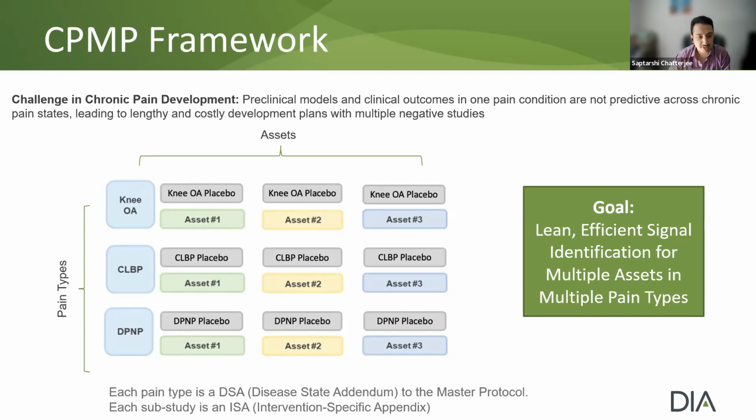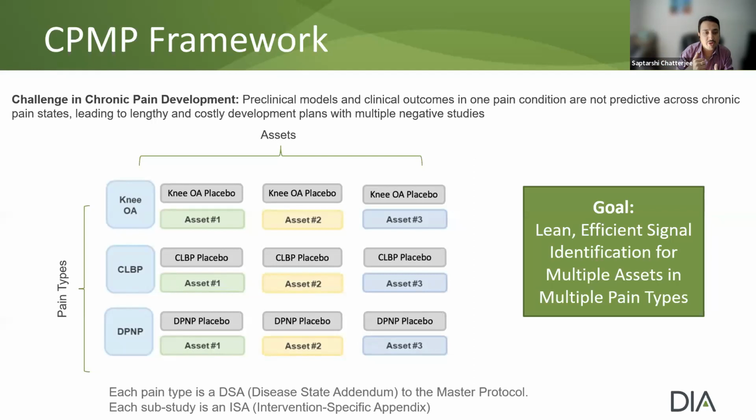That interventions-specific appendix for each of these pain types, where we are basically evaluating an asset under this. So you can think of it as a mixture of both a platform type of trial as well as a basket trial. Because if you look at a particular indication, then we are evaluating multiple assets in that indication. So in that way, it's kind of like a platform construct.